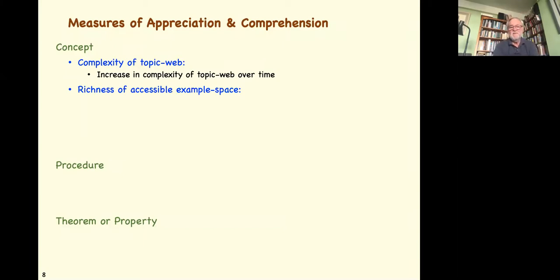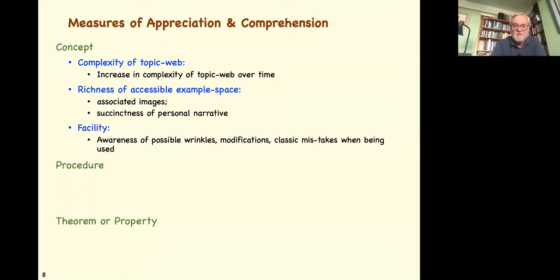The richness of their accessible example space. That's a technical term that my wife and I coined. An accessible example space is the space of examples that comes to mind when somebody mentions a particular concept, or arithmetic mean, or line integral. What sorts of examples become available to you as a result of hearing the technical term? You find out about that by asking them to sketch associated images, by the succinctness of their personal narrative, and by the specific examples that they actually construct.